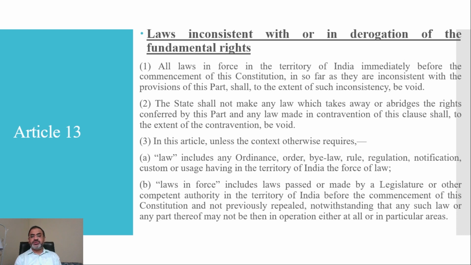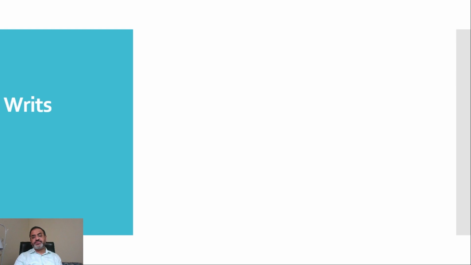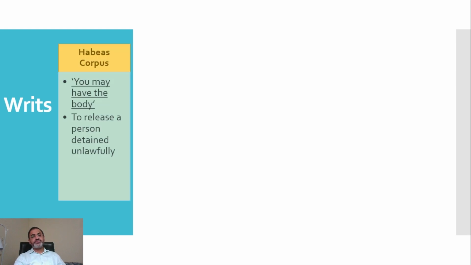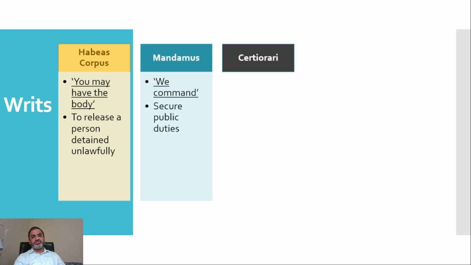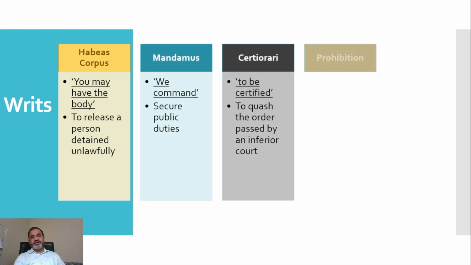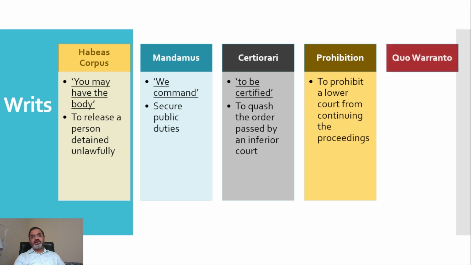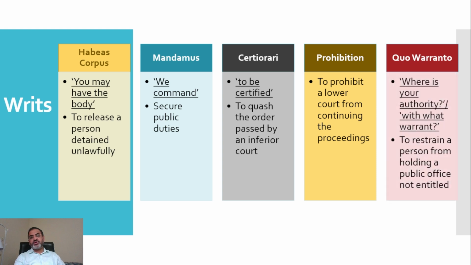Okay, so this is how Article 13 has been drafted. Now coming to the provision for writs. As we know, there are 4 kinds of writs: habeas corpus, mandamus, certiorari, prohibition. In fact, there are 5 kinds of writs, I beg your pardon. The 5th one is quo warranto. As we have seen in the earlier slides, fundamental right enforcement is the task of the High Court and Supreme Court.